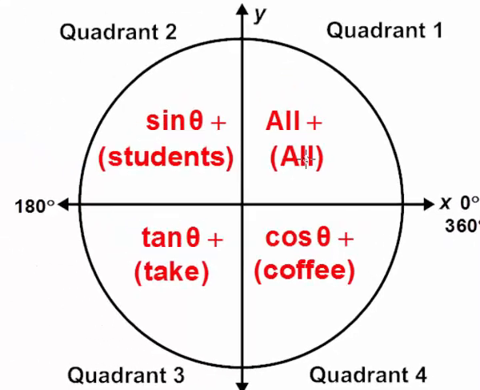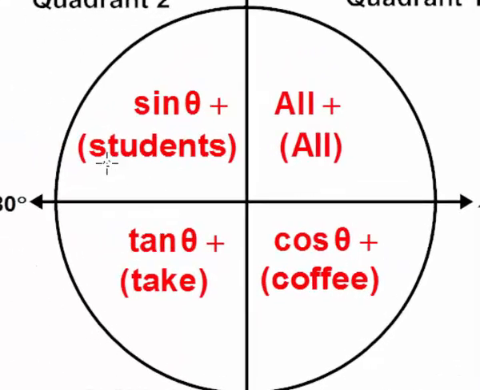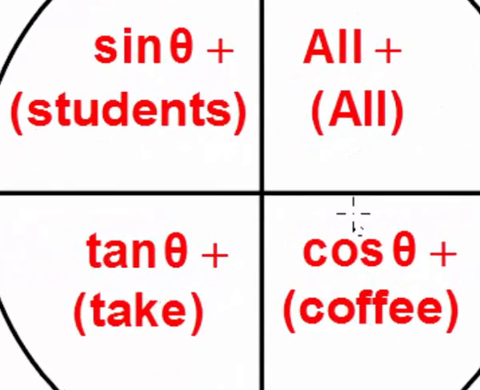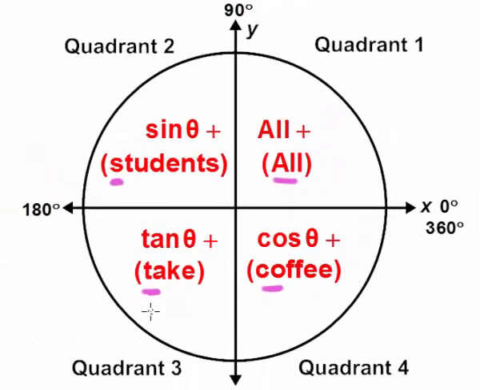Now, a way to remember this is All Students Take Coffee. Okay, all, S for sine, TA for tan, and CO for coffee. So that's sine, tan, cos. All Students Take Coffee, starting at quadrant 1. Okay, that'll help you to remember where sine is positive, tan is positive, and cos.